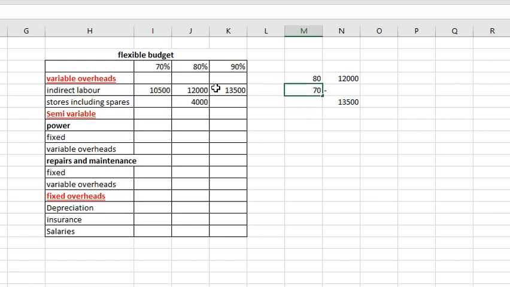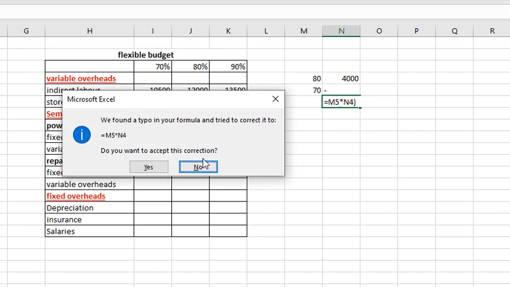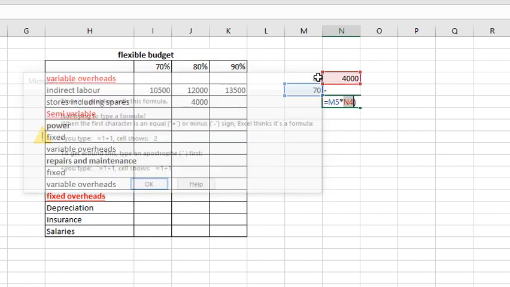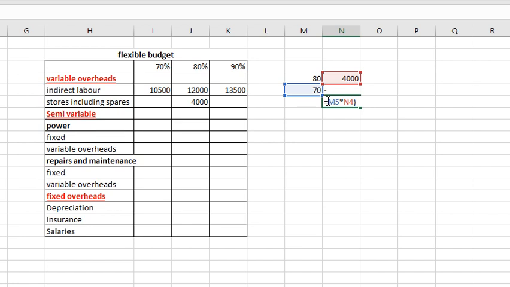For 70% we will change here. For 80% how much is your stores expense? 4,000. So now we can cross multiply. The formula is 70 into 4,000 divided by 80. So we will be dividing by 80, and your answer is 3,500. So for 70% it is 3,500.